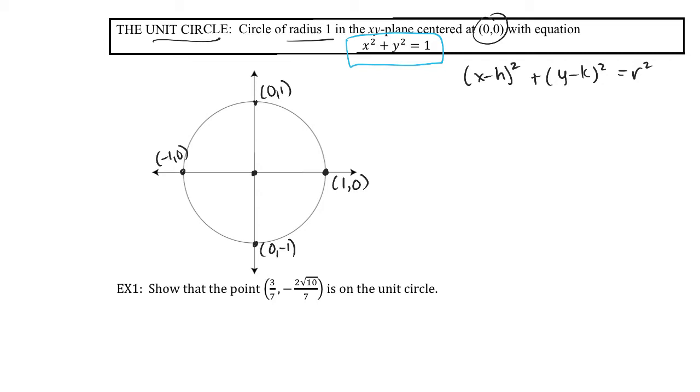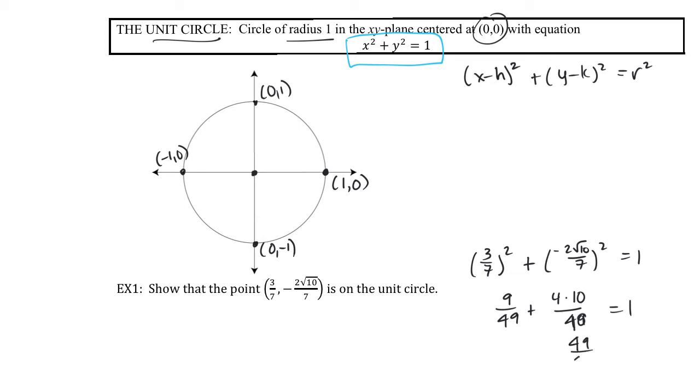Let's see in example 1, is the point (3/7, -2√10/7) on the unit circle? All we need to do is take x² and y² and see if it ends up equaling 1. So squaring that, I'd get 9/49 plus, let's see, (-2)² is 4, (√10)² is 10, so 40/49, and 9 plus 40 would be 49/49, and that's equal to 1. So yes, that is on the unit circle.